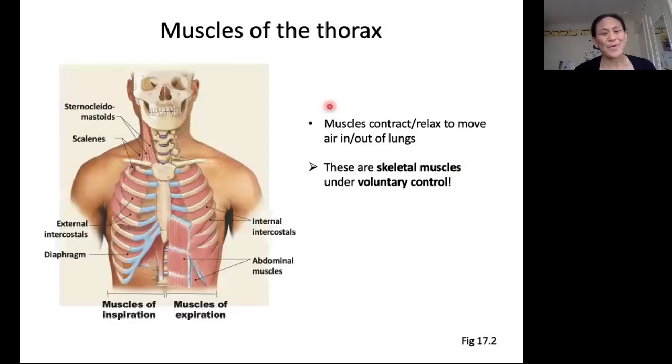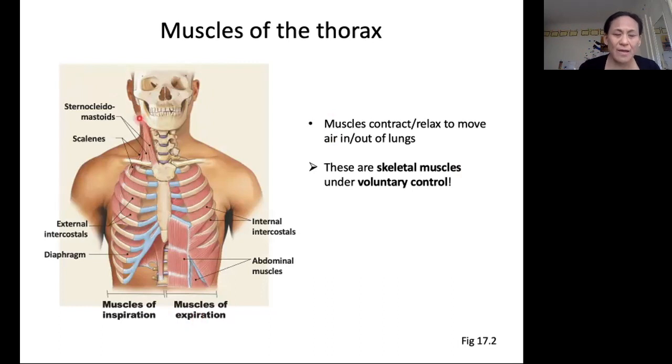Moving on, I want to talk about the muscles of the thorax. Okay, so our lungs lie within our thoracic cavity. We have a variety of muscles that help us to move our rib cage so that we can move air into and out of our lungs.